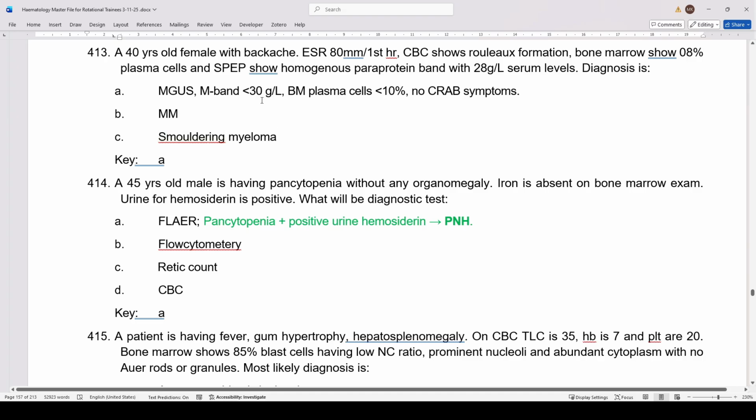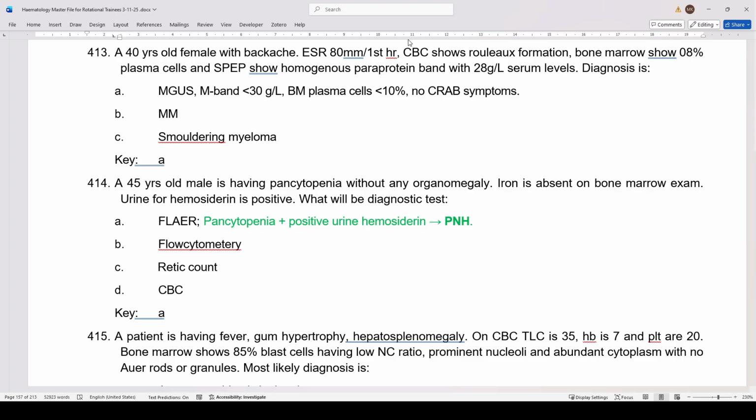In smoldering myeloma, the M band is more than 30, plasma cells are more than 10, but there are still no CRAB symptoms, no end organ damage. Okay, so we will call it smoldering, as it will smolder into myeloma. Then is multiple myeloma, or we have to call it symptomatic myeloma. In that case, you will see that M band is more than 30, plasma cells are more than 10, and there are features of end organ damage. Okay, so this is very important. When end organ damage, when CRAB is present, it is a case of multiple myeloma.